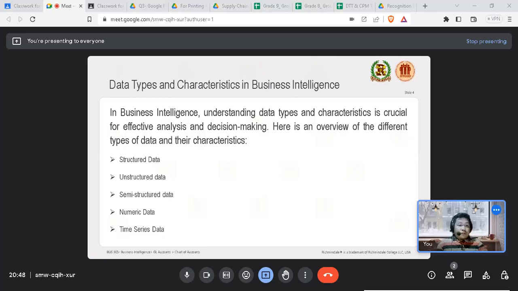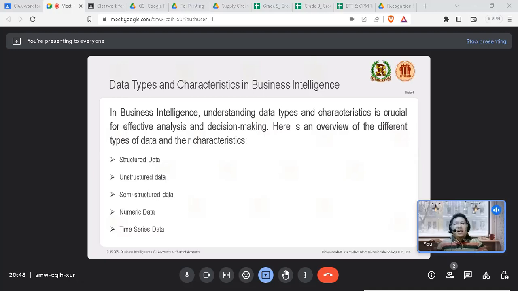Time series data analysis involves several techniques. First, trend analysis: identifying long-term trends or patterns in the data, such as upward or downward trends, cyclicality, and then seasonality. That is also a part of trend analysis.